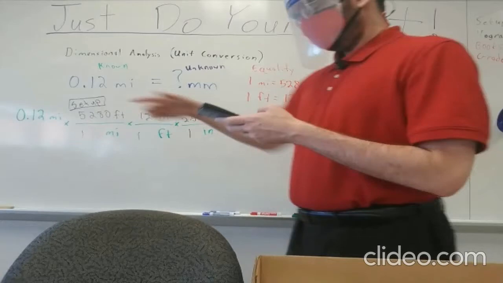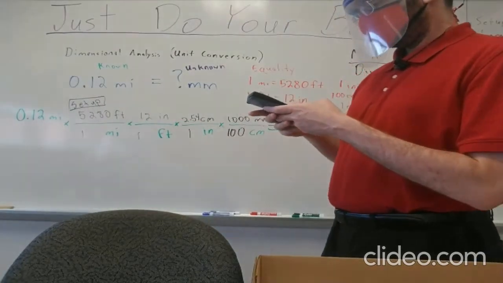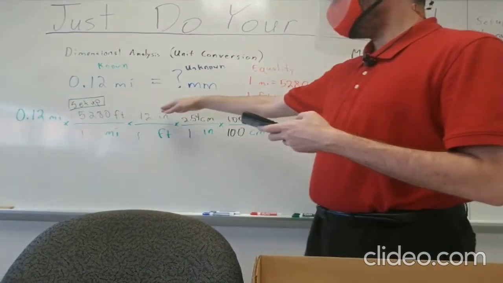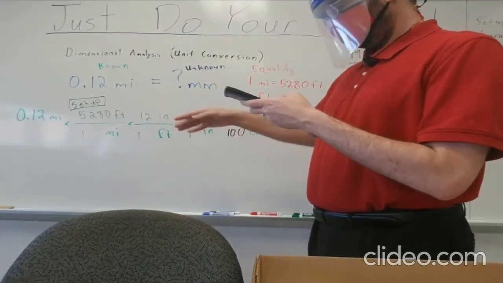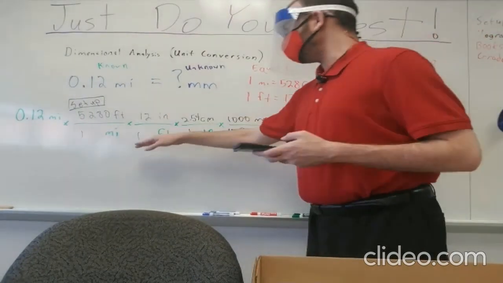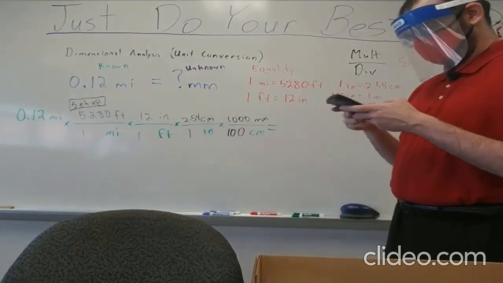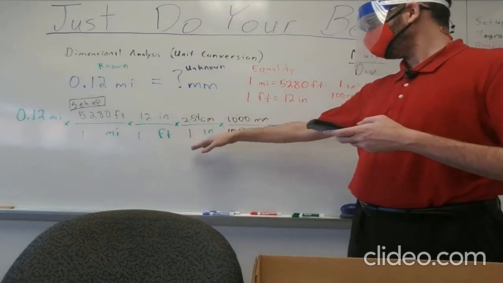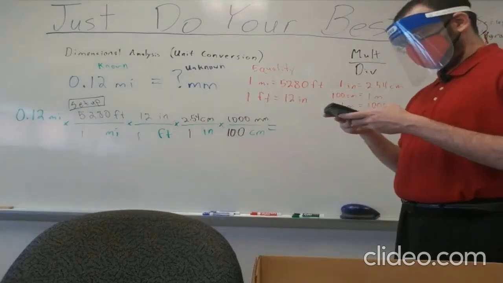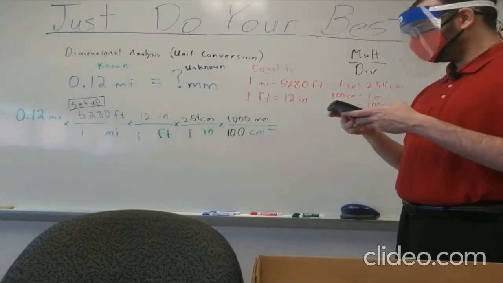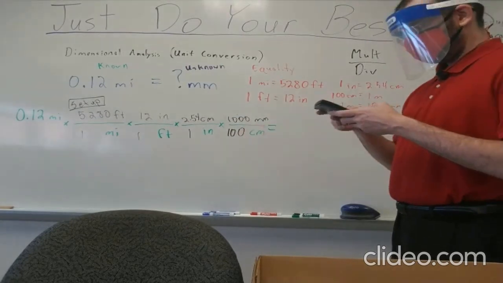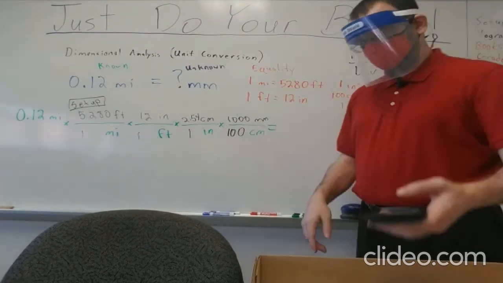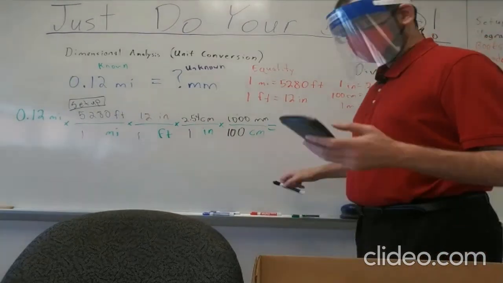I times by 3,280. I can skip my 1. I times by 12. I skip my 1. I times by 2.54. I skipped my 1. I times by 1,000, and then I divide by 100. I hit equals a final time, and I have my raw answer.